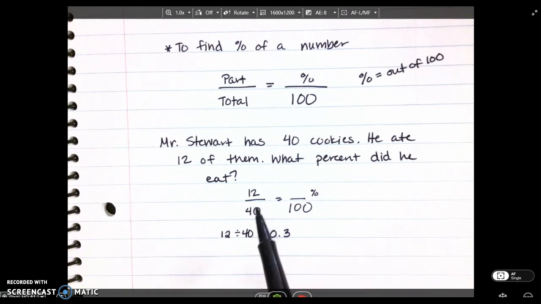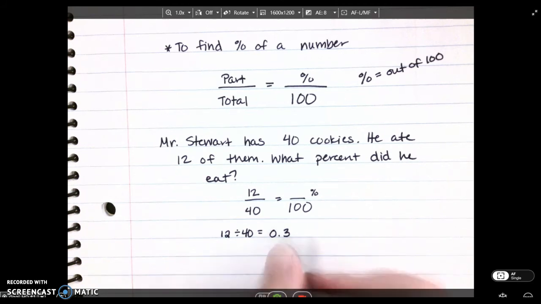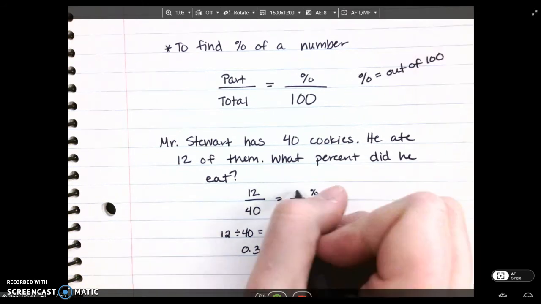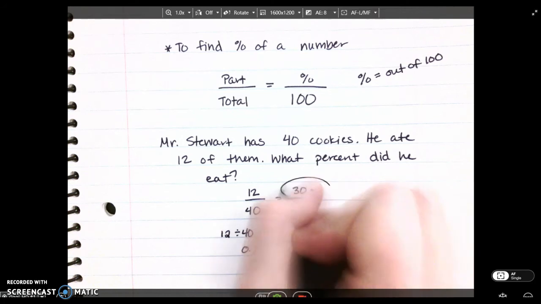And I say, you know what, so that's my decimal. Now, I found what my fractional piece is now as a decimal, but now I need to convert that decimal to a percent. So we need to multiply by 100, and we get 30%. So your answer is 30%.